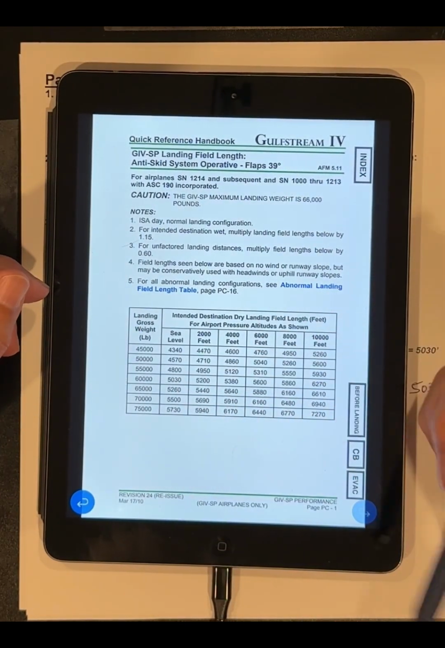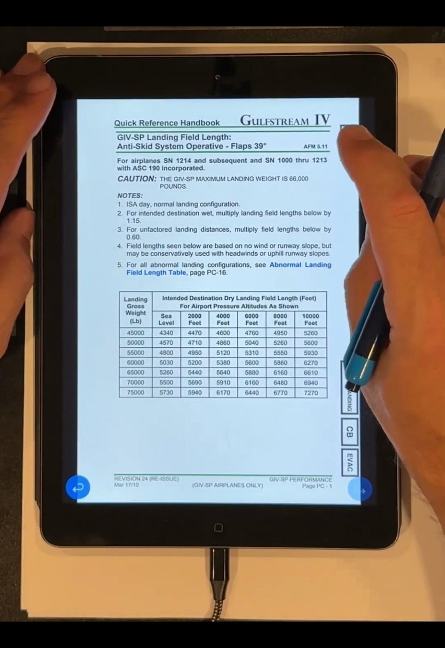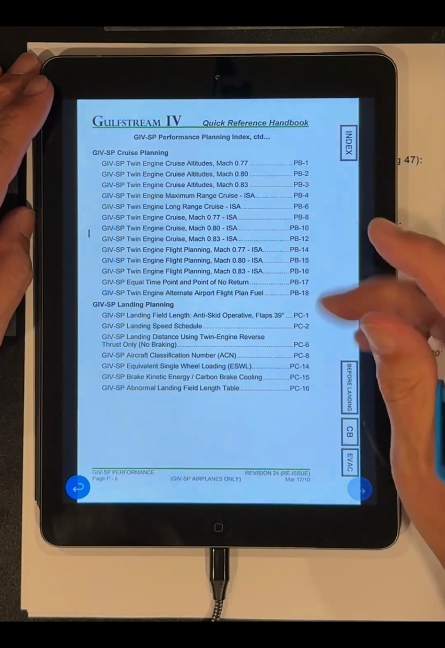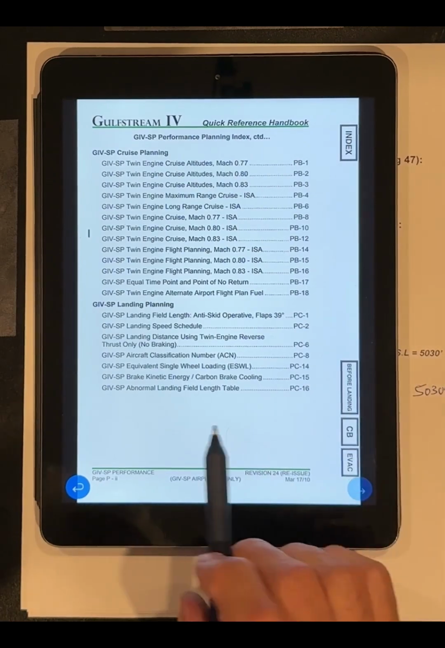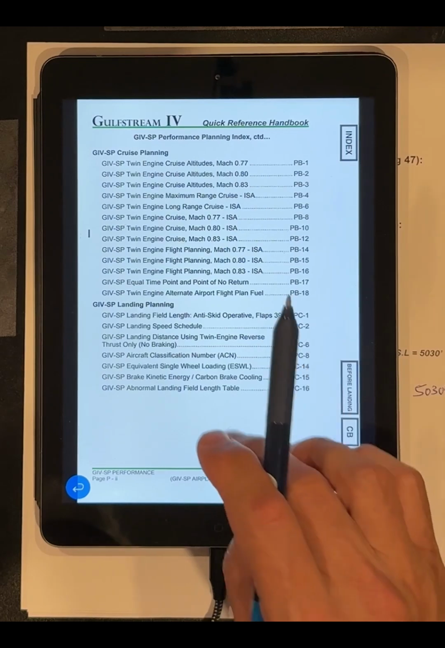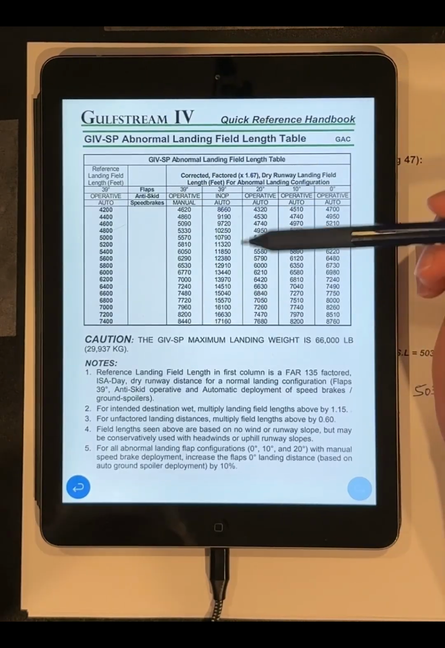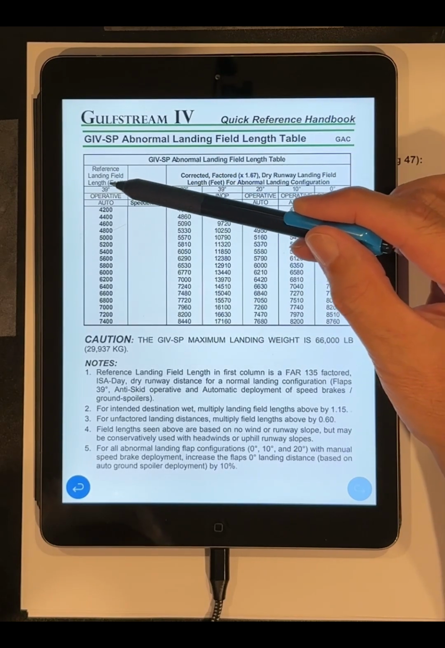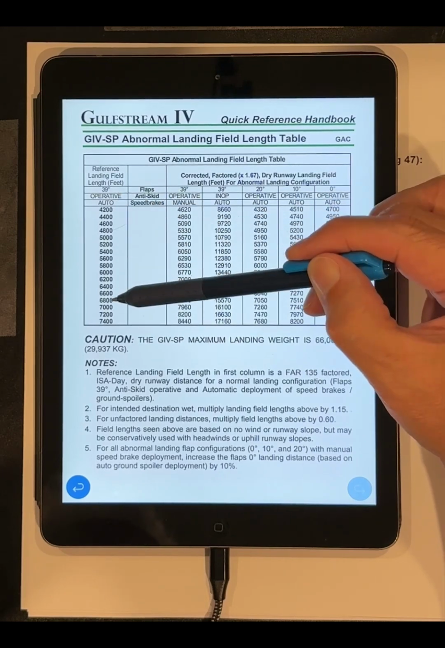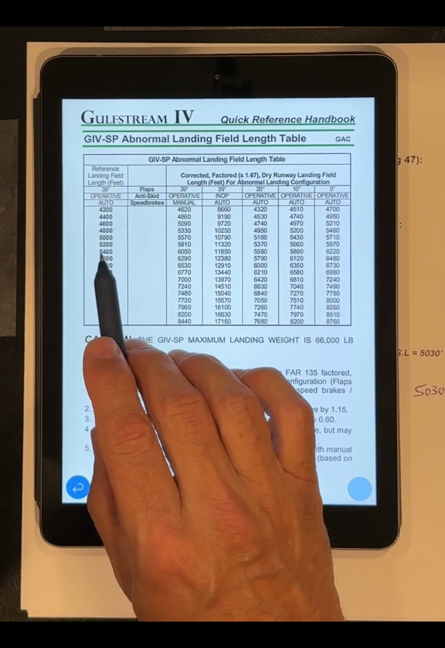We have our number, 5,030 feet, and the next chart we need to go to is Papa Charlie 16. Let's go to the index, Papa Charlie 16, and that is the G4 abnormal landing field length table. Click it. A lot of stuff in here. Let's introduce you to this chart. Reference landing field length. This is what we came up with originally. So we're going to start here. We said 5,030. For this portion, we'll just use 5,000 to make it simple.